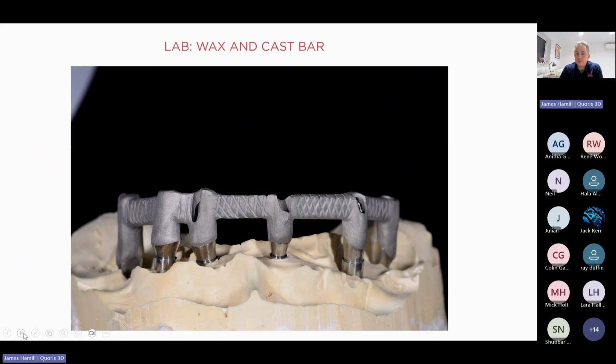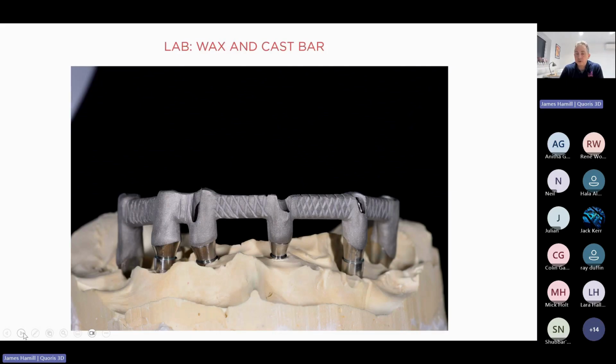They would then maybe employ an outside milling center to then create some form of digitally milled framework, but ultimately they were producing a framework. And as you can see in this picture, this framework is attached direct to fixture, which would have been the traditional way of restoring full arch cases.